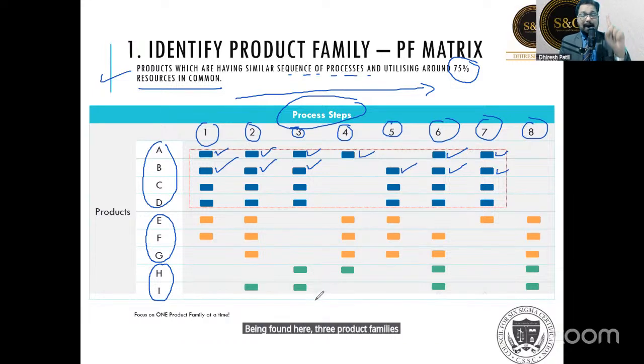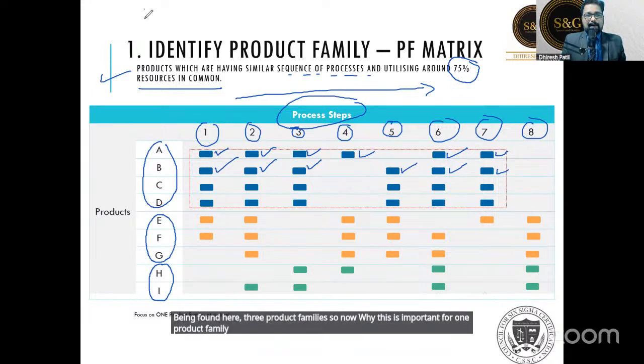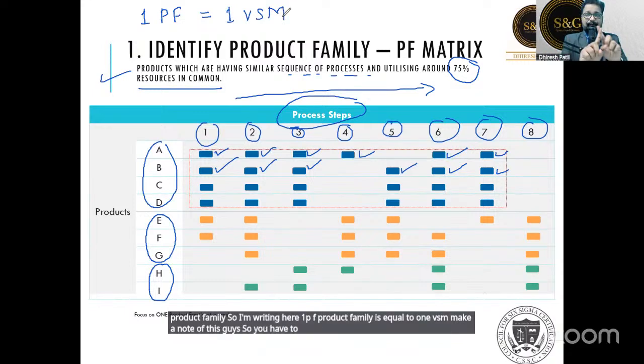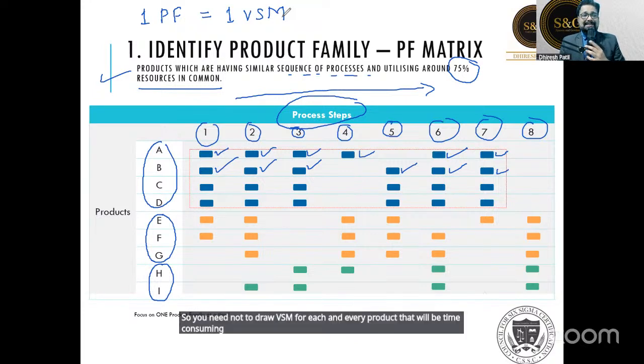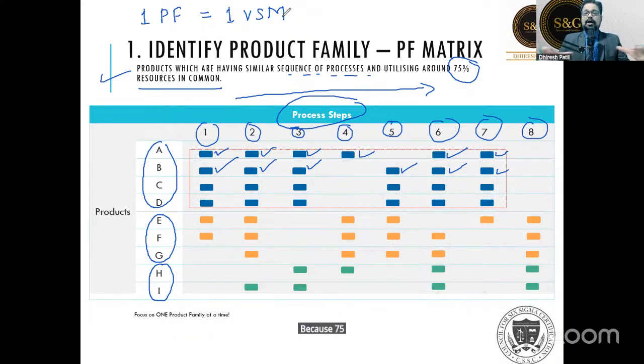So now, why is this important? I'm writing here: 1 PF, product family, is equal to 1 VSM. Make a note of this, guys. So you have to draw 1 VSM for one product family. So you need not draw a VSM for each and every product. That will be time consuming. What is required is one product family, one value stream map, because 75% or more steps are absolutely common.